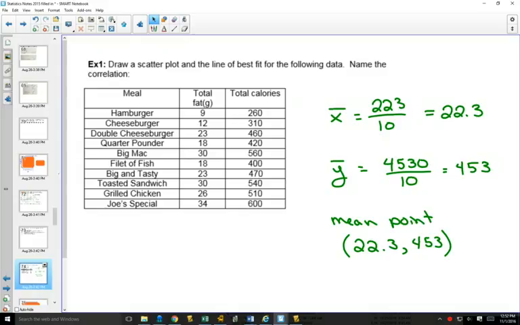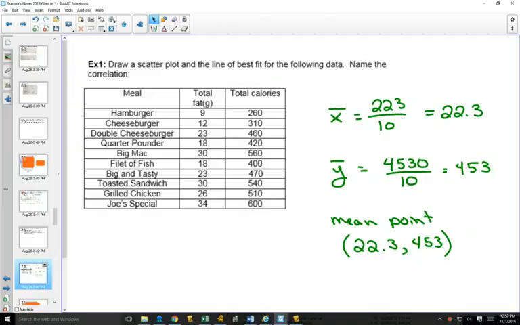So again, I'm going to get you to draw a scatter plot. I've got some of the work shown here, so you don't have to add up everything right now. But if we added up all of our x values, on average, you're getting 22.3 grams of fat from a McDonald's meal. It must be McDonald's, a Big Mac in there. And on average, you're getting 453 calories. So our mean point is 22.3 and 453.